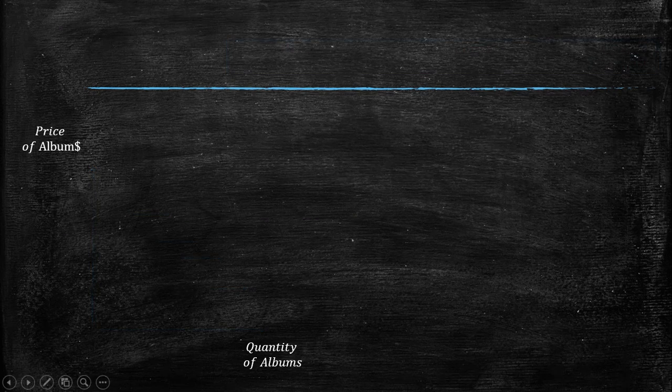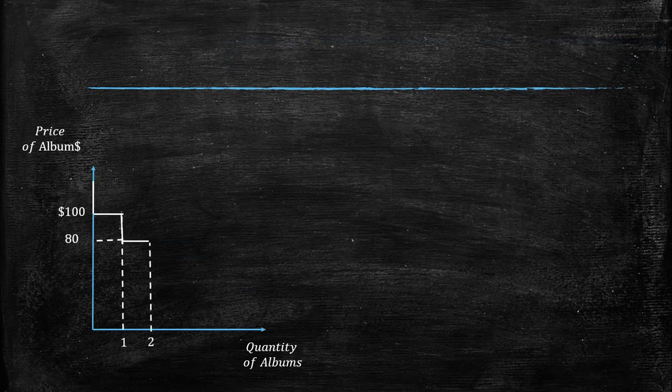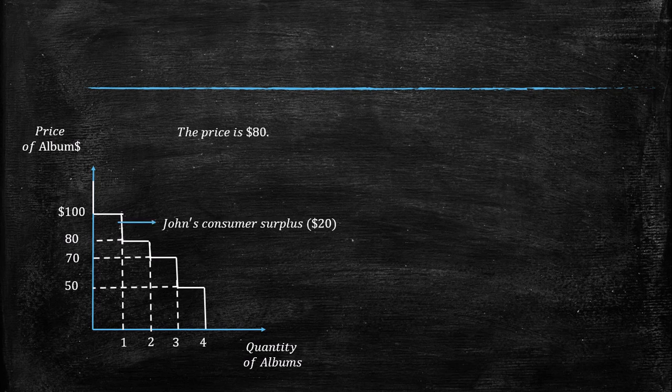Now we again have the demand curve, which is given by the table before, and imagine the price is 80. What does it mean? It means that John's consumer surplus is going to be above this. It's like the savings, because he was able to pay even 100, but instead of paying 100, he will pay just 80. So it's going to be a consumer surplus of 20.